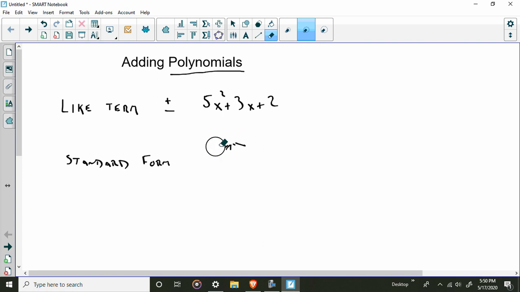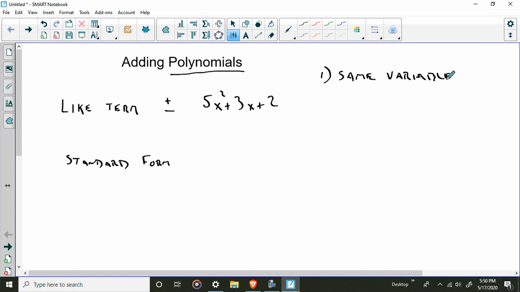In order to be like terms, they have to have two things. One, the same variables. For right now it's just going to be a single variable. Do they have the same variable? Yes, these two both have an x. This one does not, therefore I cannot add them together. Number two, they have to have the same exponent. Here this is raised to the second power, this is raised to the first power. So we cannot add these together because they are not like terms.